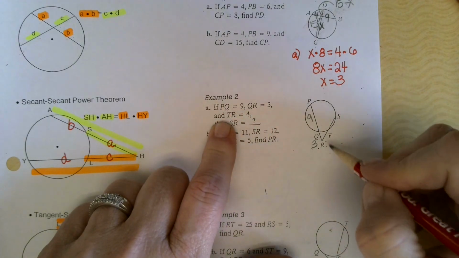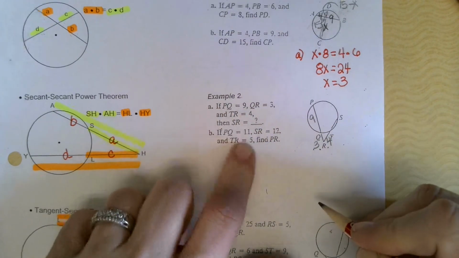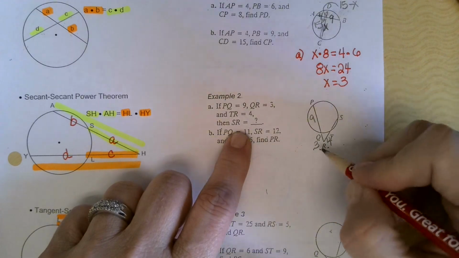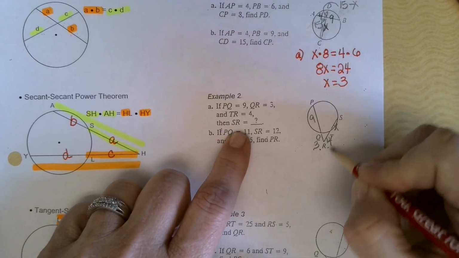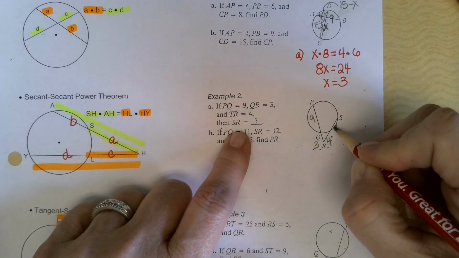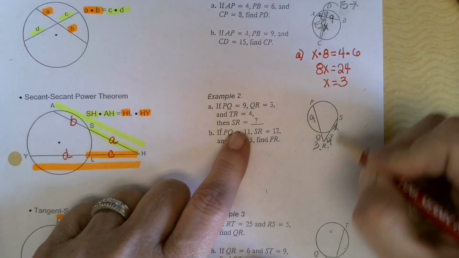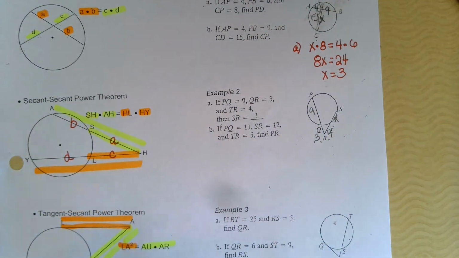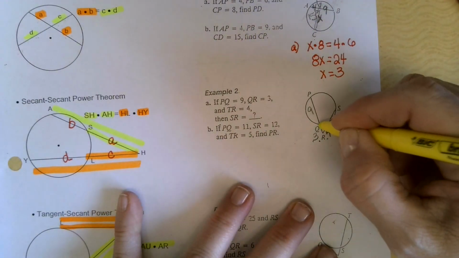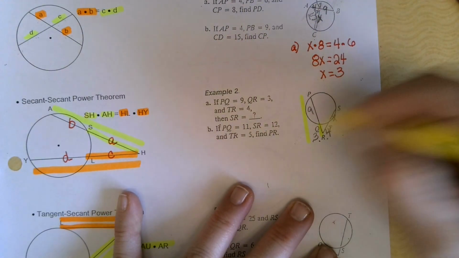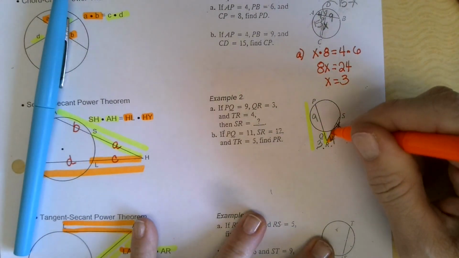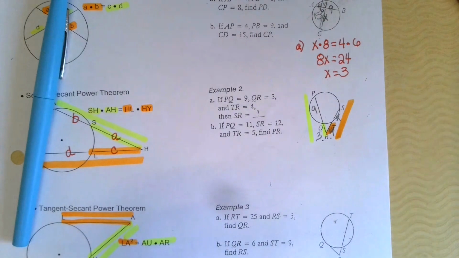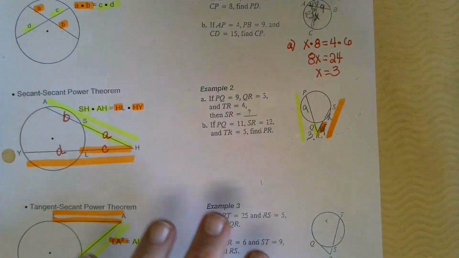TR is 4. What is SR? So I'm going to put an X here. I don't want to put the X out here. I'll put the X here because I will use that formula to get what's out here. So just like I said, use your colors or circle it or something to help you remember that you have to use those outside pieces.